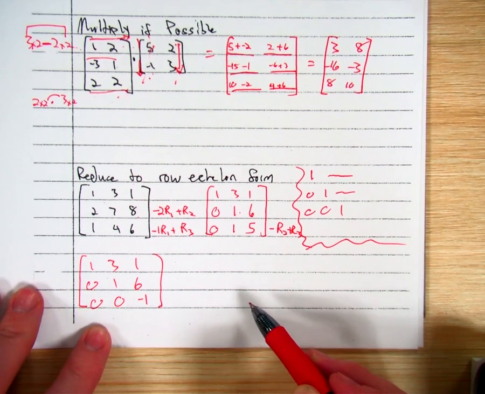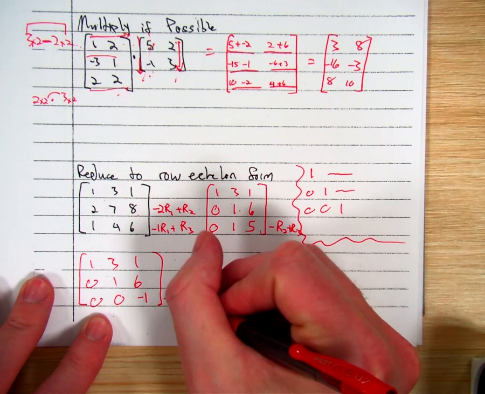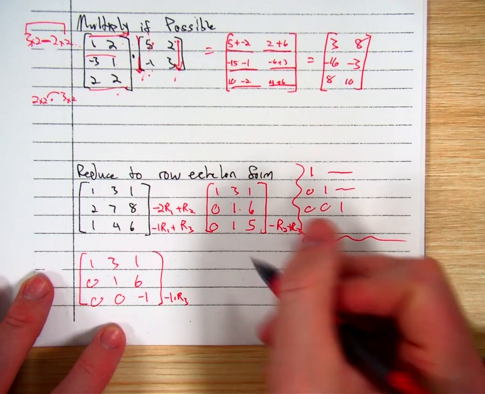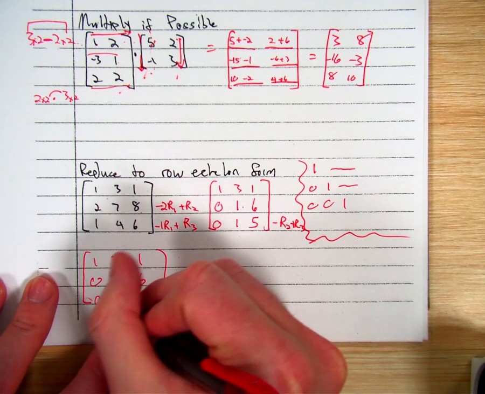Okay? And then we could just multiply negative 1 times row 3. I probably wouldn't make you write out the whole thing over again.